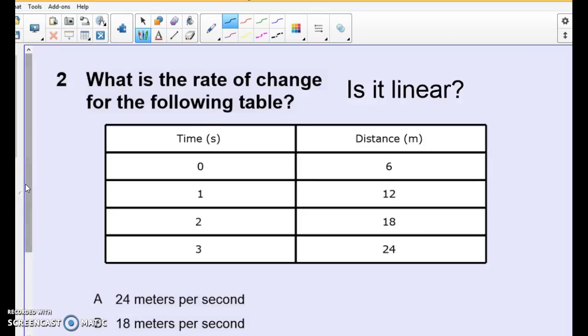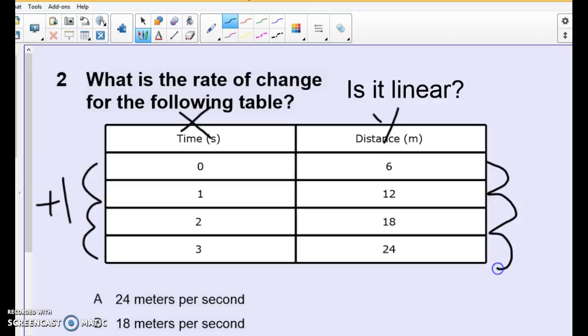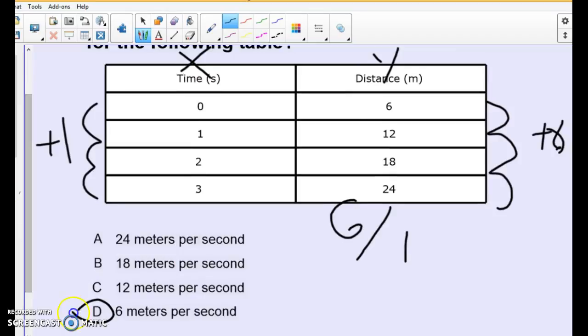Alright, same thing over here. So here's my x, here's my y. X is going up 1 every time, y is going up 6 every time. So my change in y is going to be 6. My change in x is going to be 1. So it's going to be 6 over 1. And there it is.